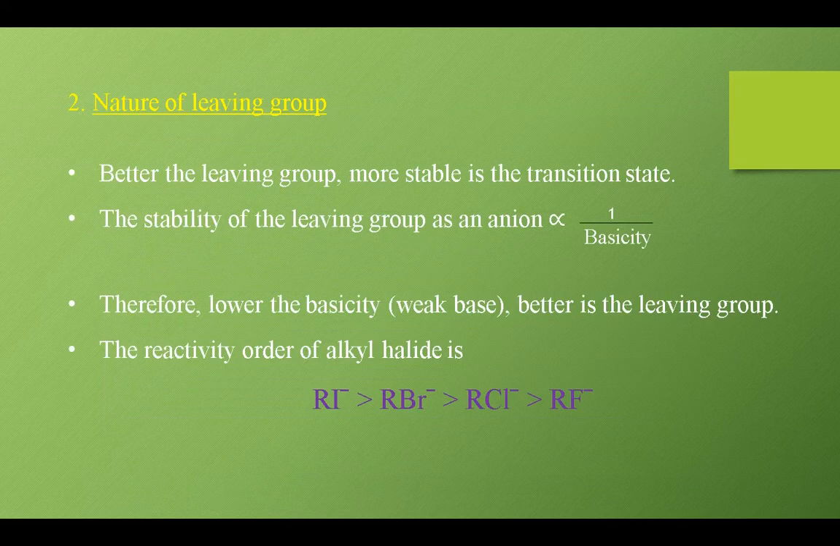Second factor is nature of leaving group. Better the leaving group, more stable is the transition state. The stability of the leaving group is inversely proportional to its basicity. Therefore, lower the basicity, that means a weak base, better is the leaving group. In SN2 reaction the reactivity order of alkyl halides is alkyl iodide is more reactive than alkyl bromide, which is more reactive than alkyl chloride, which is more reactive than alkyl fluoride towards SN2 reaction.